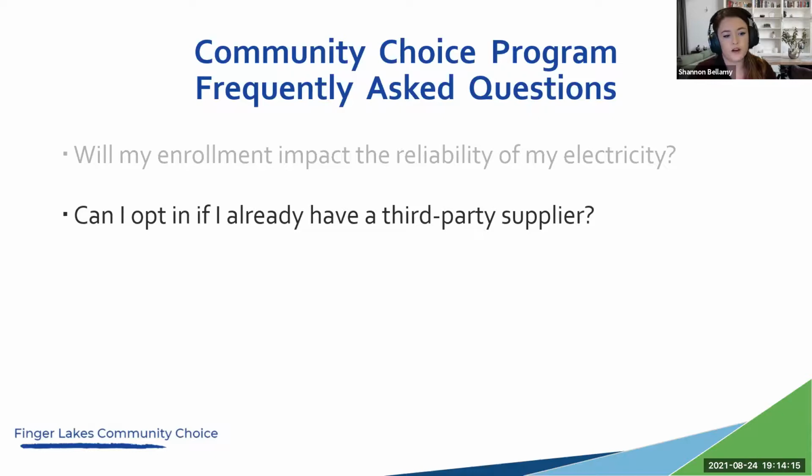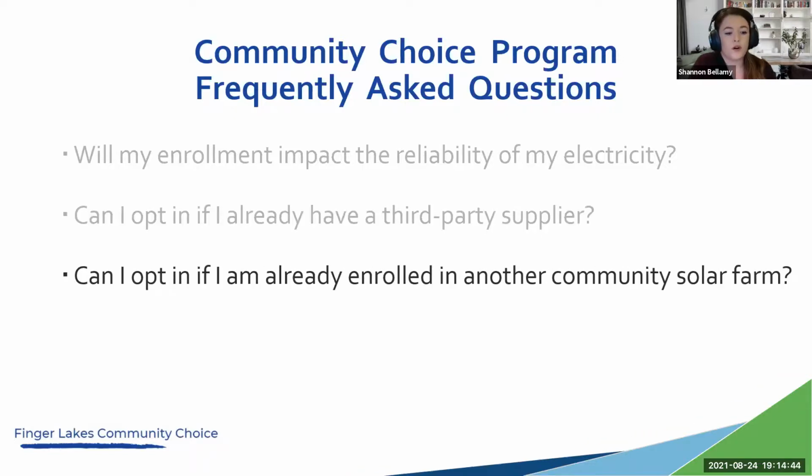Can I opt in if I already have a third-party supplier? Yes. If you have a third-party supplier, you are able to switch into the program. Typically, we recommend that you leave your third-party supplier first, just to ensure that you review the contract and that you don't have any cancellation fees or exit fees. Then once you've left, you can enroll in the program and join with everyone else at the same rate, regardless of when you enter.